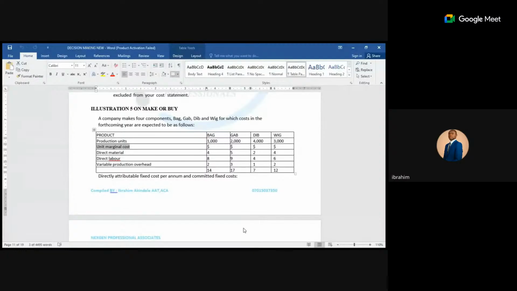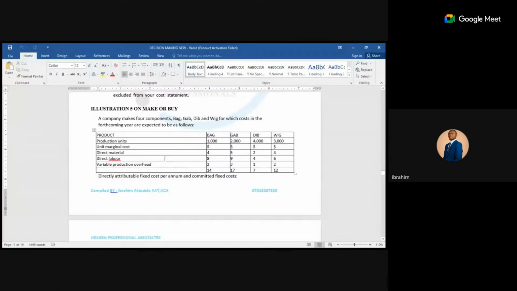Marginal cost is what? It is a variable cost. Unit marginal cost means variable cost per unit, right? Now, we're given the direct material cost per unit, 4 naira, 5 naira. So these are the costs that we use to produce each of the products. Marginal cost.